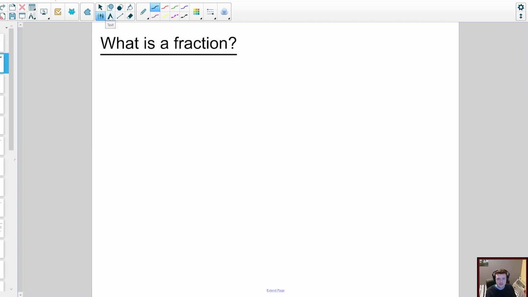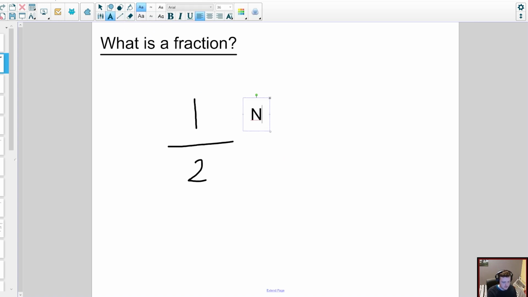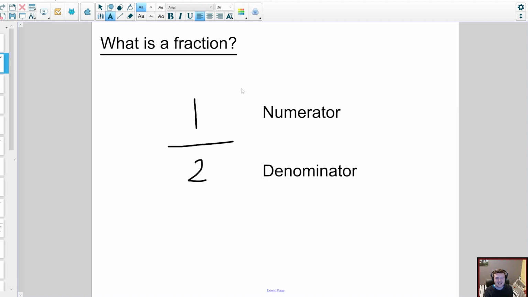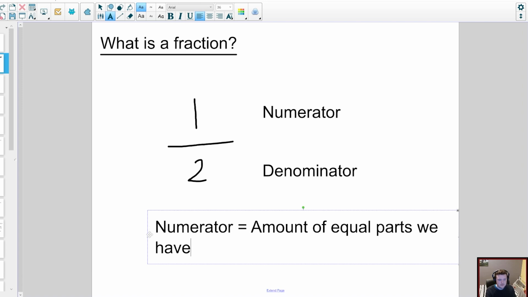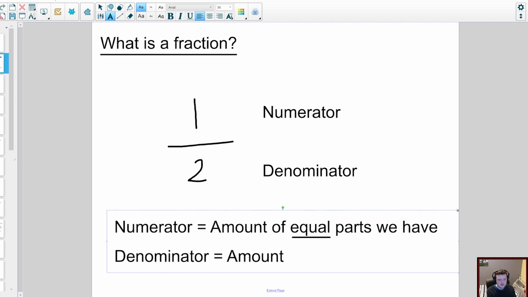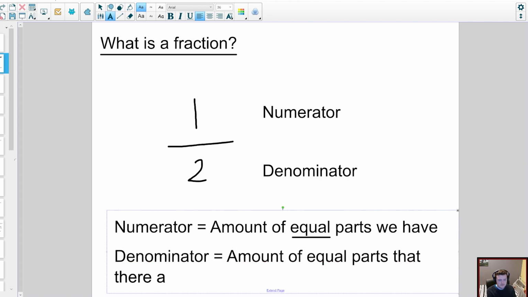Okay, so what is a fraction? Well, we know if we take the example 1/2, 1 out of 2, we have the maths words, of course, which are numerator and denominator, which we need to recognize when we see them. But what does a numerator and a denominator actually mean? Well, what we've got is our numerator is the amount of equal parts we have. And that's important. The word equal is very important. So I'm going to underline equal because they have to be the same size as each other. Otherwise, that's not a fraction. So if we have a denominator, it's the amount of equal parts that there are.